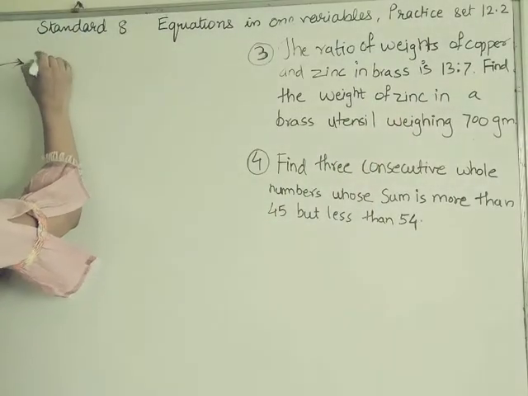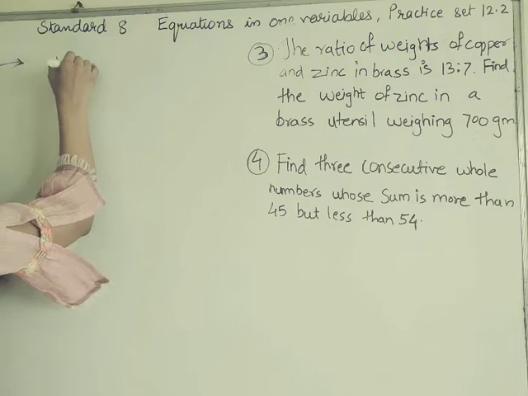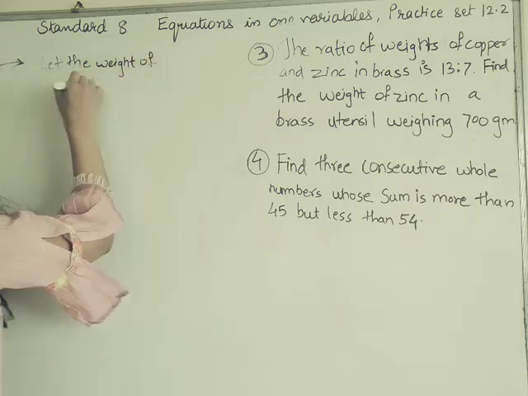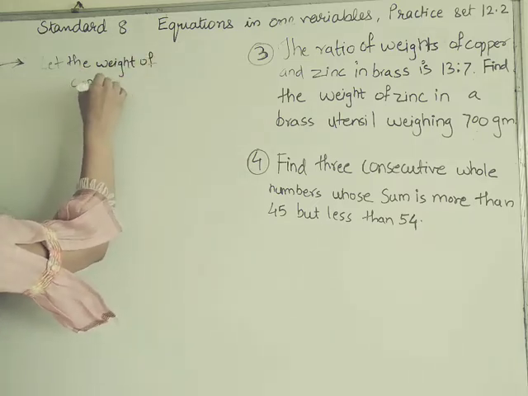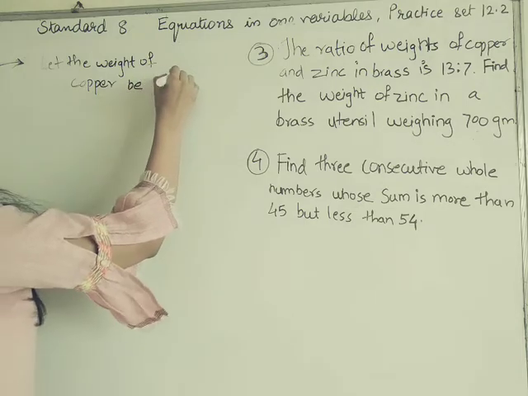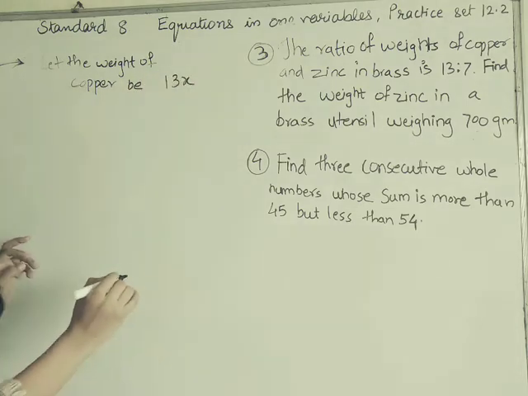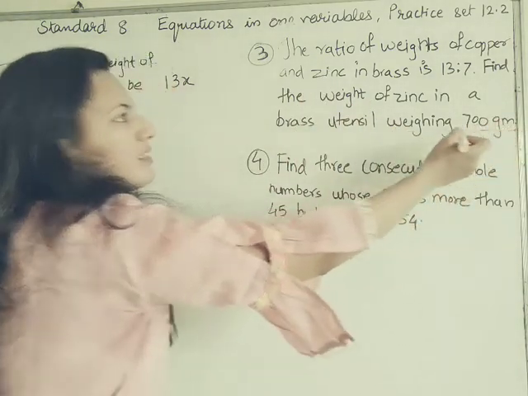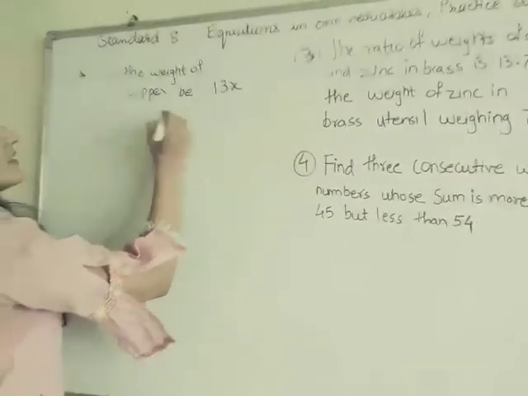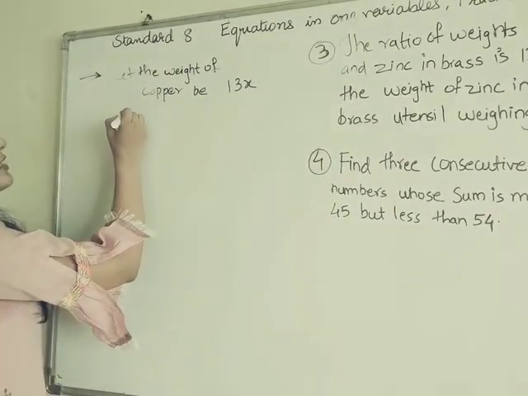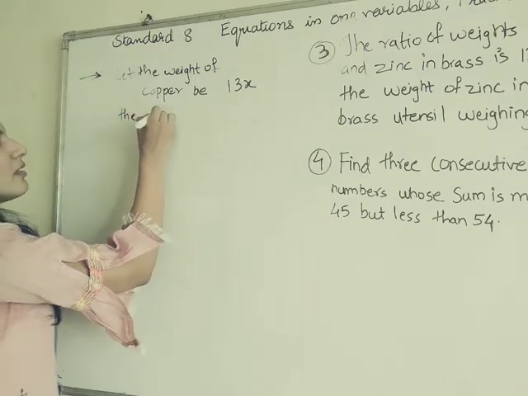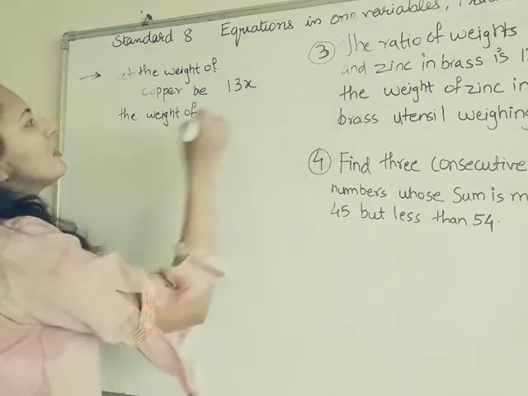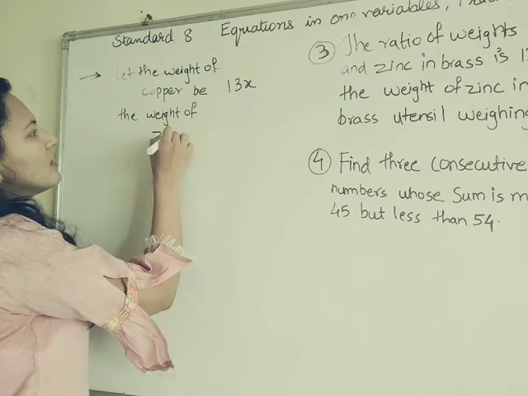So first, let the weight of copper be 13x. Okay, so 13x, and the unit here will be gram. You can see the utensil weight is given in gram. So 13x, here we can write gram as well. So next, the weight of the next element, which is zinc. So let zinc be 7x.